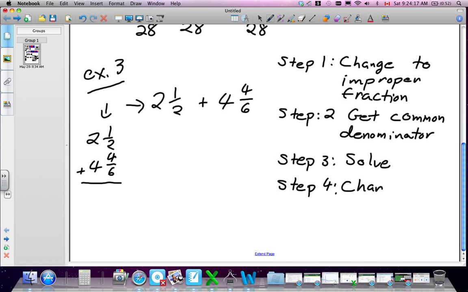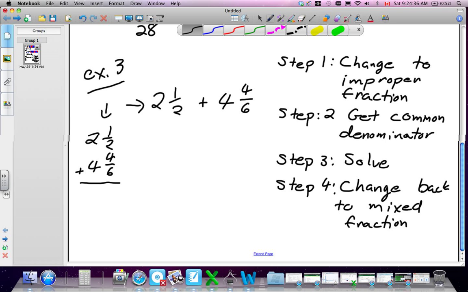Can you read that word back? Back to mixed fraction. Okay, so there's 4 big steps. So you know what I'm going to do? Just so you guys remember them, let's put a nice, oh no.